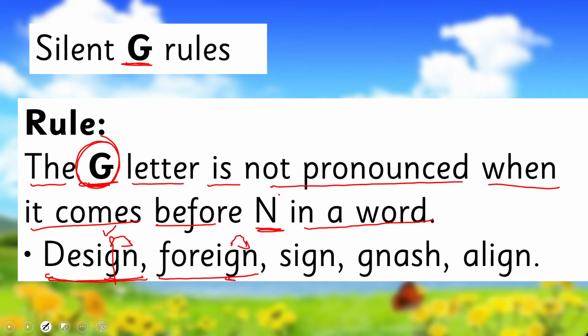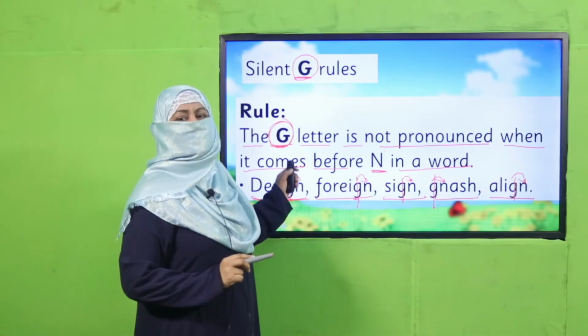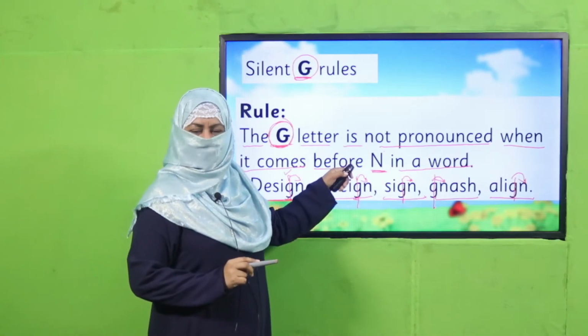G is followed by N, it's silent. Sign. G is followed by N, it's silent. Align, G is followed by N, it's silent. This is the first rule to make G silent. Why? Because G is followed by N, right?